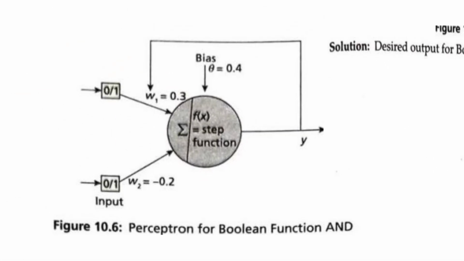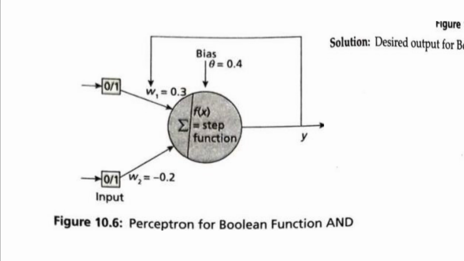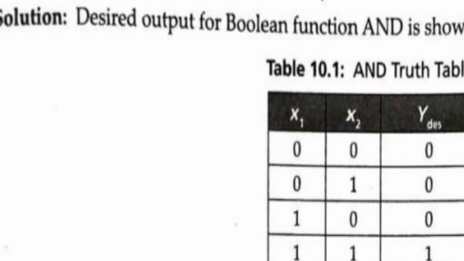This is how the same AND gate node is represented. The input can be 0 or 1 for x1 and x2. The initial weights are set, W1 equal to 0.3 and W2 equal to minus 0.2. We will be computing the step function, sigma x into W, and comparing that with the output, otherwise feeding it back to the initial stage. Here theta is assumed as 0.4. This is the truth table of the AND gate. When one of the inputs is 0, the output is 0. Otherwise, if both inputs are 1, the output is 1.